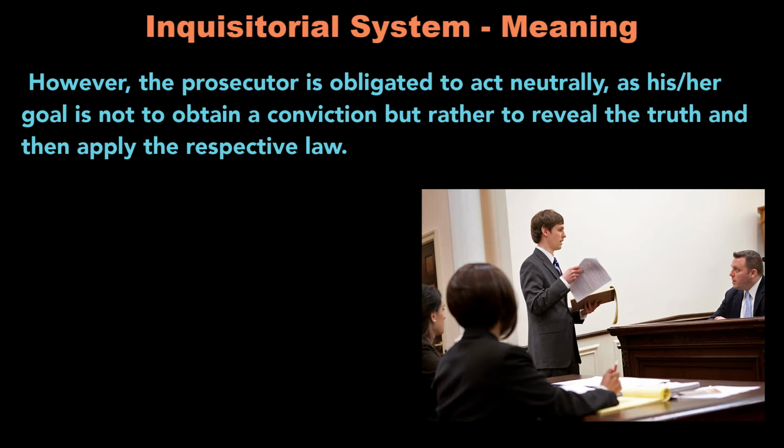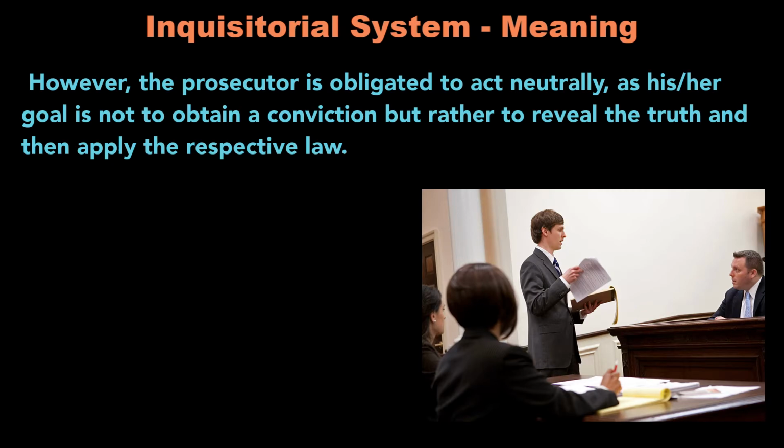See another point that you need to understand. His or her goal is not to obtain a conviction, but rather to reveal the truth. So his job is only to reveal the truth. But in the adversarial system, his job is to prosecute or convict the accused, isn't it? And then apply the respective law in the inquisitorial system.